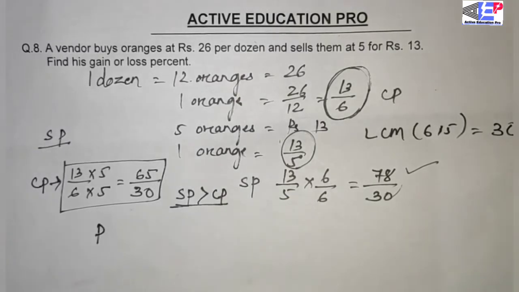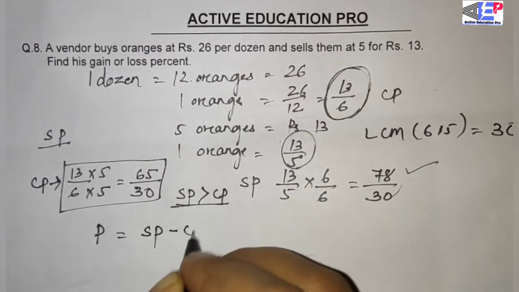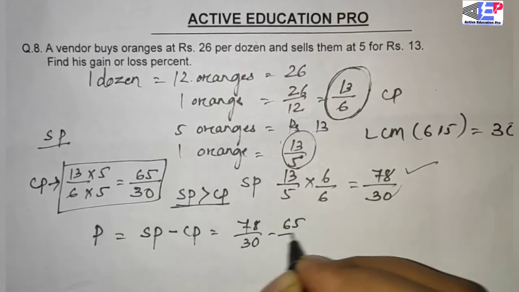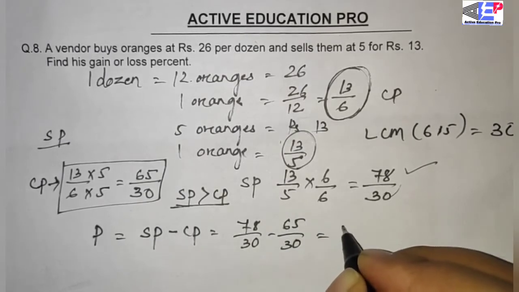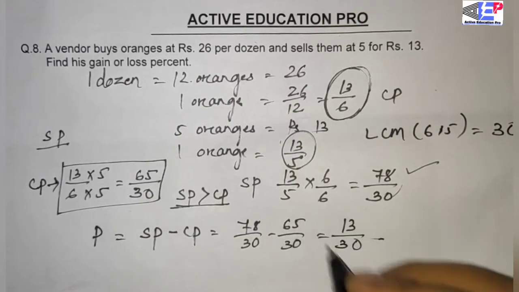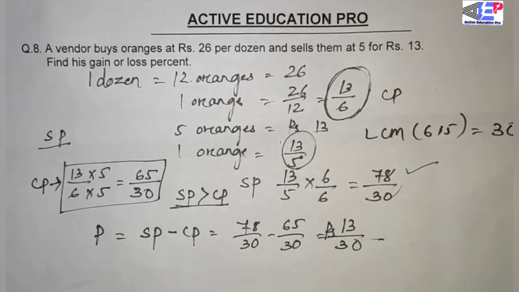So first count the amount of profit. The profit will be SP minus CP, which is equal to 78 by 30 minus 65 by 30, which is equal to 13 by 30. So the profit amount is 13 by 30 rupees. For 1 orange, the profit is rupees 13 by 30, the rupees being in fractional form.